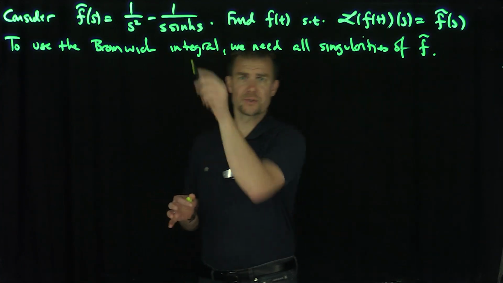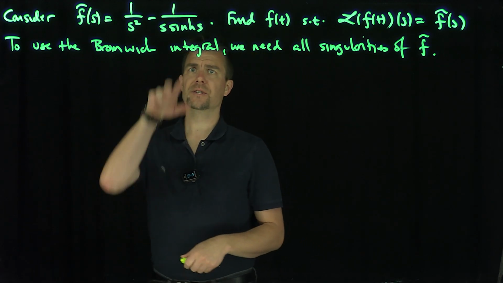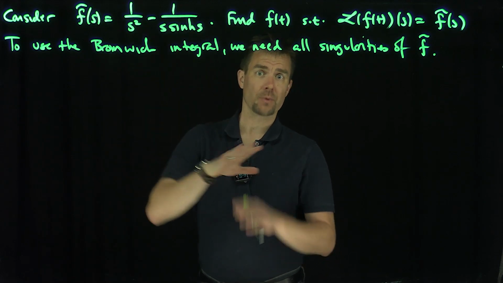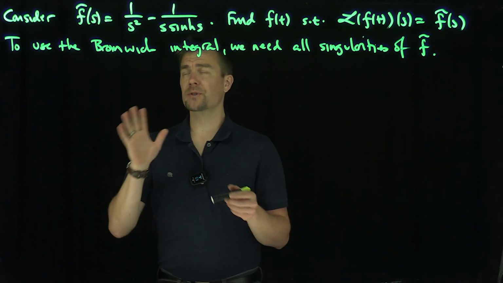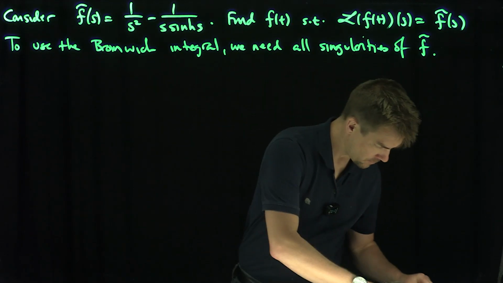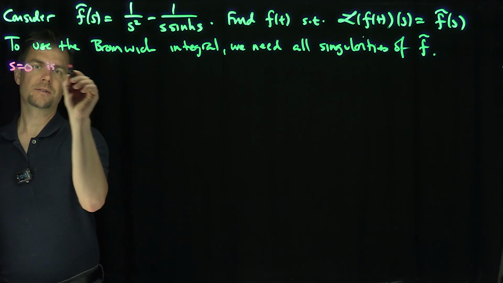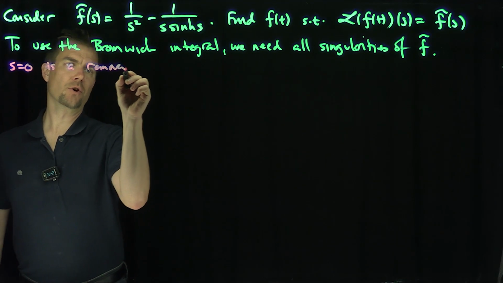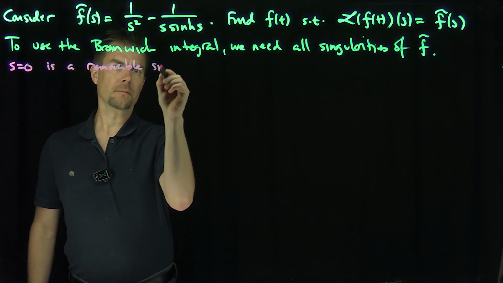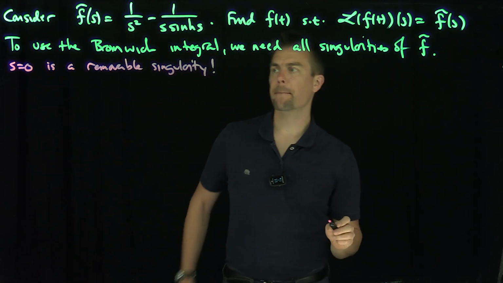You might look and say, oh, 0 is a singularity of this function. It's not, right? How do I know that so quickly? I know it because sinh of s near the origin looks like s. So this looks like 1 over s squared minus 1 over s squared. The singularities can cancel out there. So in other words, s equals 0 is a removable singularity, so there's no residue to compute there.